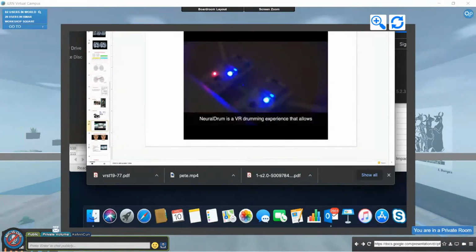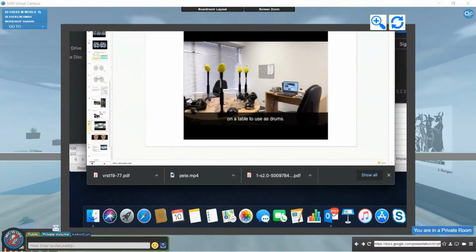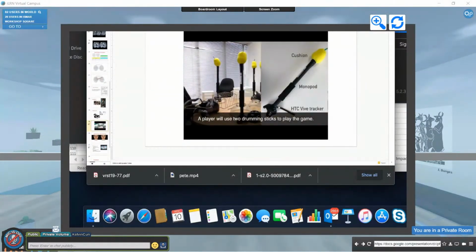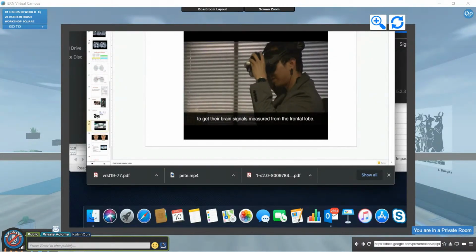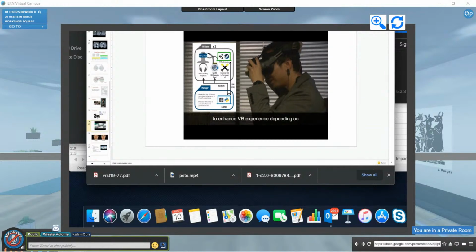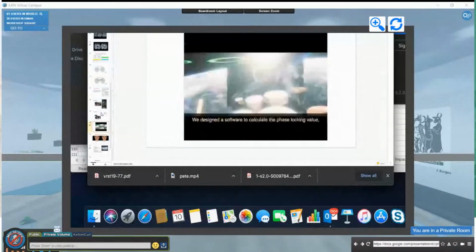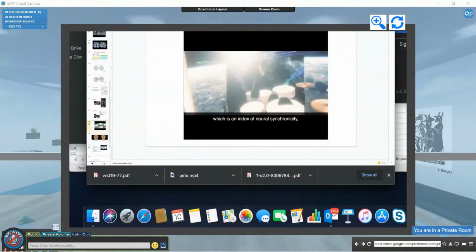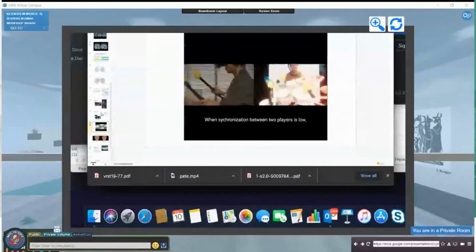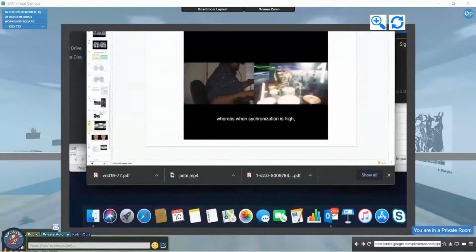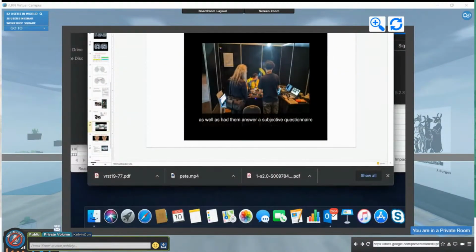Neurodrum is a VR drum experience that allows players to drum together while their brain signals are synchronized. At first, you can set some daily objects on a table to use as drums. The player will use two drumming sticks to play the game. Both players will wear EEG capturing hardware to get the signals measured from the frontal lobe. The data acquired will be streamed to the data processing system to enhance the VR experience, depending on the players' collaborative performance. We designed software to calculate the phase locking value, which is an index of neural synchronicity, for the FP1 and FP2 channels of the theta band from both participants. When synchronization between two players is low, the camera view will be more clear, whereas when synchronization is high, the vision becomes more obscured, with each cloud eliciting higher synchronization. We logged and analyzed the users' brain signals, as well as subjective questionnaires.